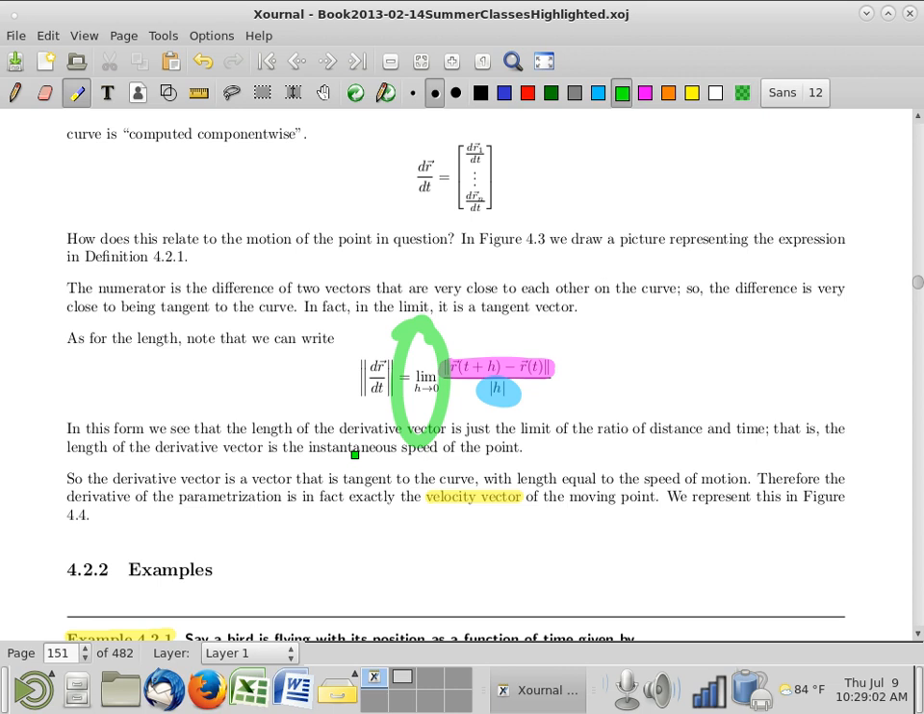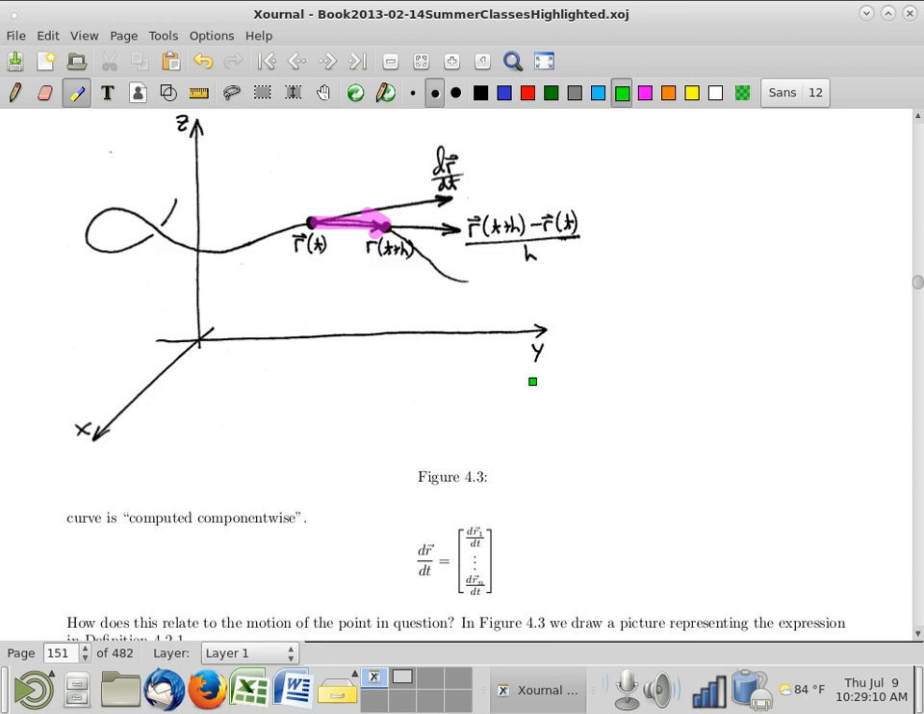Okay. So instantaneous speed. So I know two things about this derivative vector, dr/dt. It's a tangent vector, for one thing. And secondly, it's a tangent vector whose magnitude is the speed of the parametric curve. In fact, that's exactly the definition of a velocity vector.